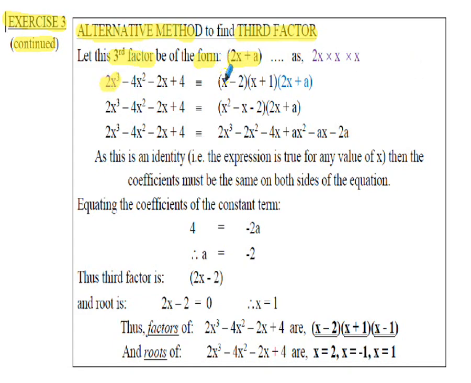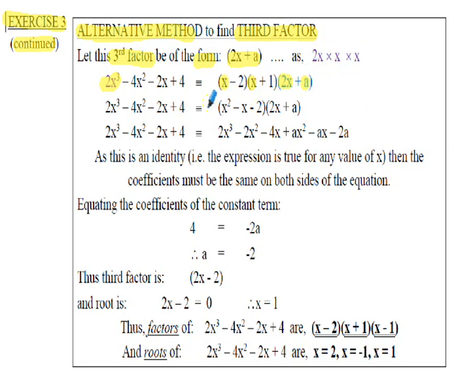We've already found the factors x minus 2 and x plus 1, so we'll need to multiply the x by 2x to produce the 2x cubed term. In other words, we're multiplying this x by this 2x to give us the 2x cubed term we're looking for in our expression. So 2x plus a will be the format of the third factor, a being a number, a constant.